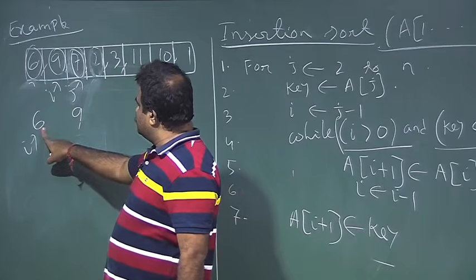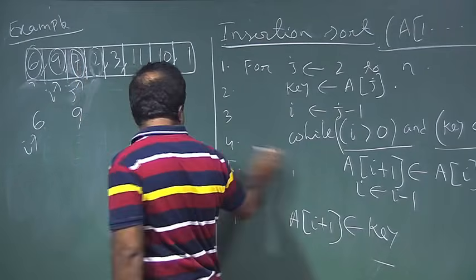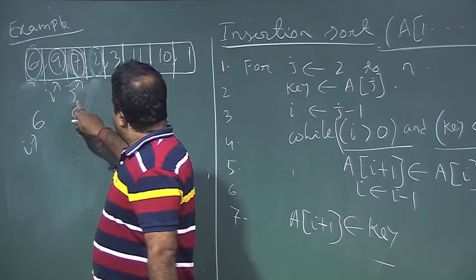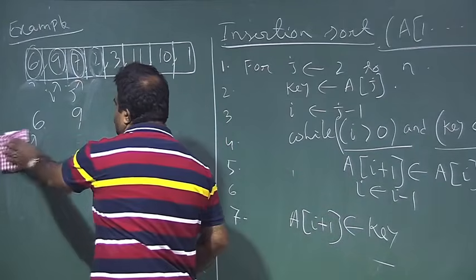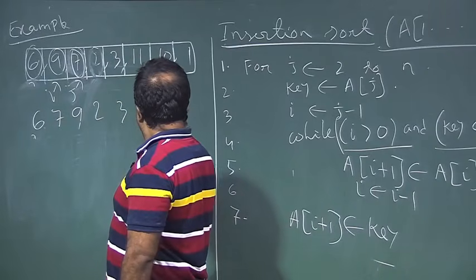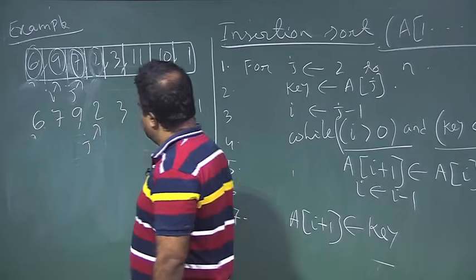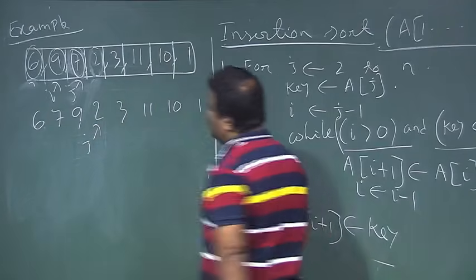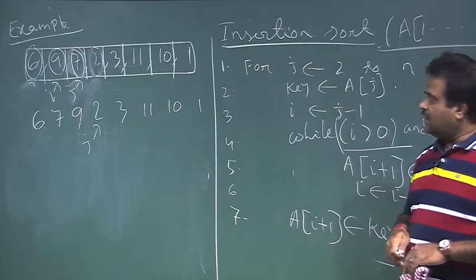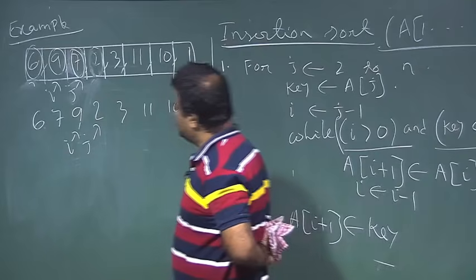Now this is our i. Now we compare this with the key 7, and this is greater than it. So we stop this inner loop and we put this key at A[i+1]. So the key will be put here like this. Now j is pointing here. Okay, so this is by the outer for loop. Now if j is pointing here, now i will be here.